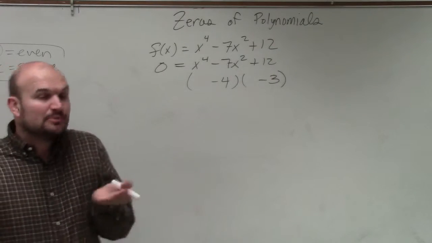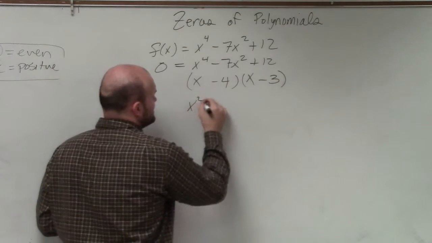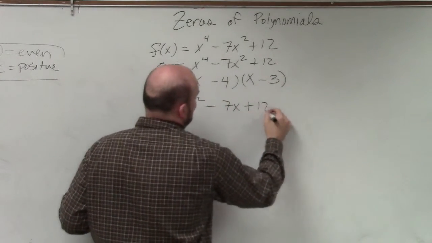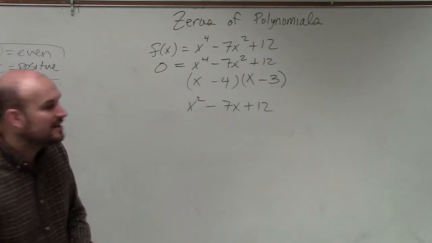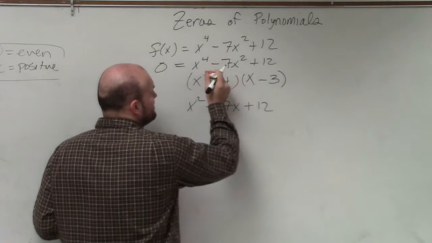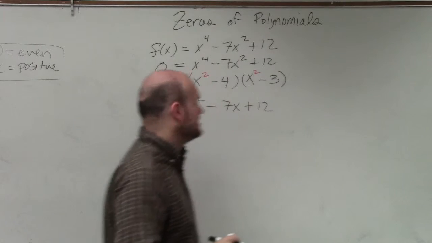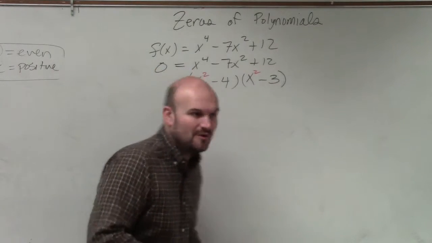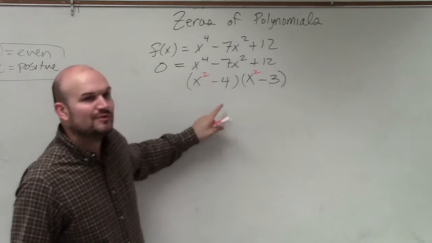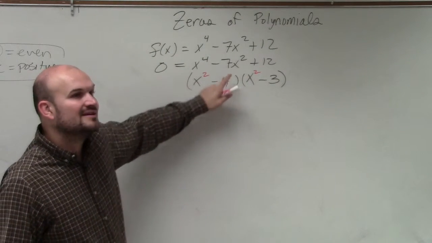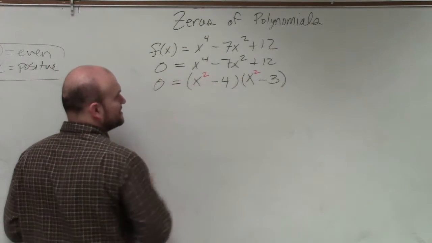The problem is we know that if we do x and x, that's going to give us x squared minus 7x plus 12. And we don't need x squared minus 7x plus 12. So if we just change the power to be x squared, it works. Because what's x squared times x squared? X to the 4th. And then that's negative 4x squared plus negative 3x squared, which gives you negative 7x squared. So therefore, I now have 0 equals this.